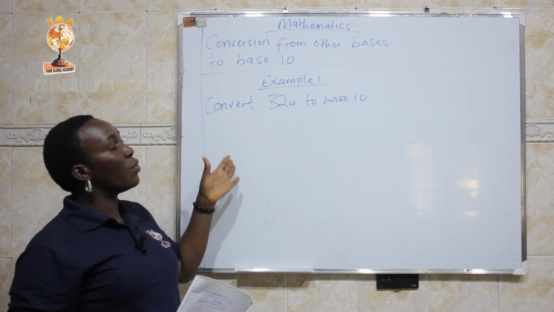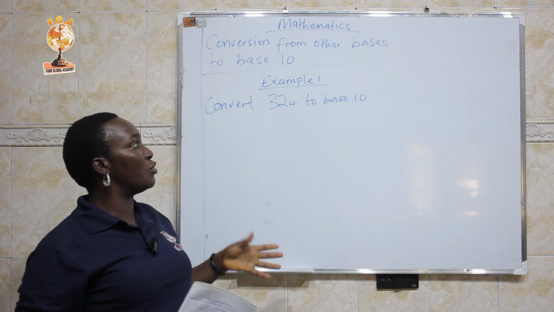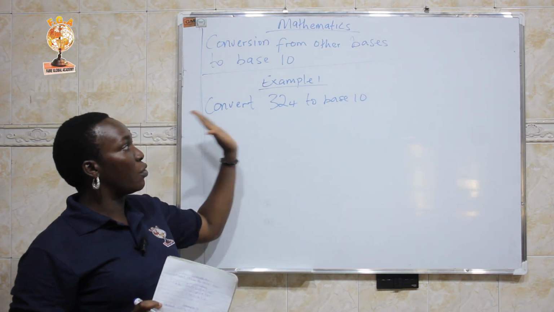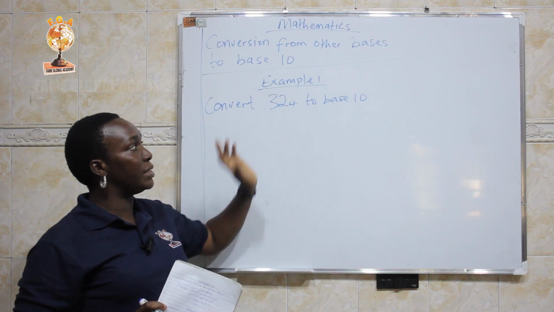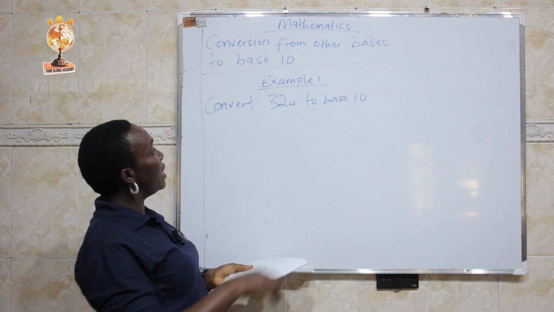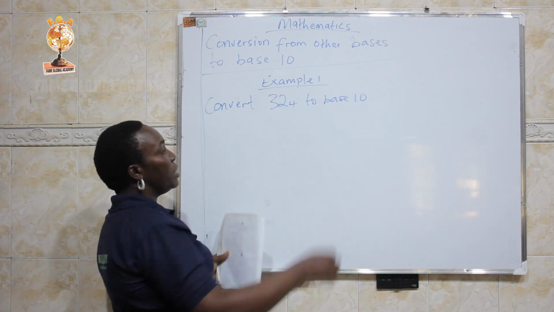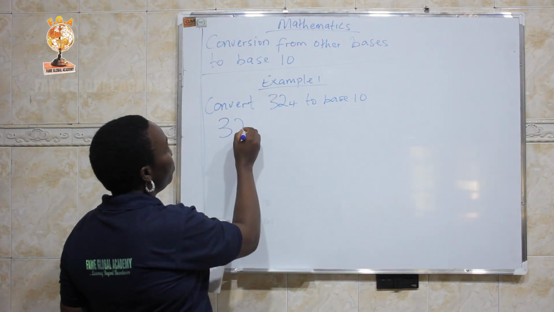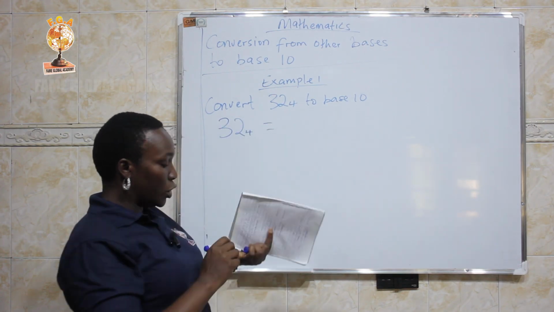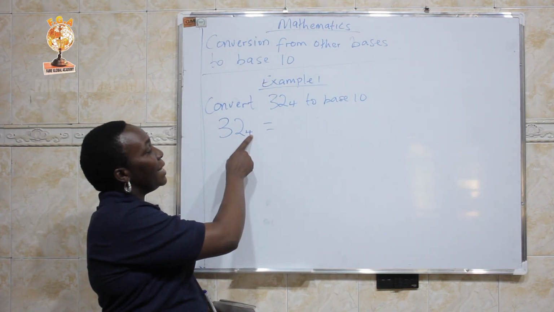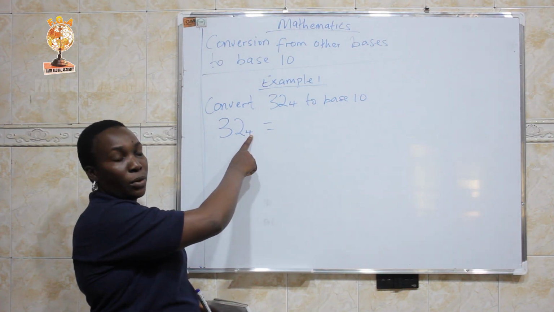In this one, we are using what we call the expansion method. It's not like the one we did the other time when we converted from base 10 to other bases. So if we are converting 32 base 4 to base 10, this is the way it's solved. Write 32 base 4 is equal to, and in this case, we multiply each of the numbers by the base, one after the other.